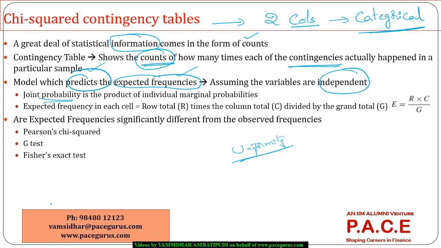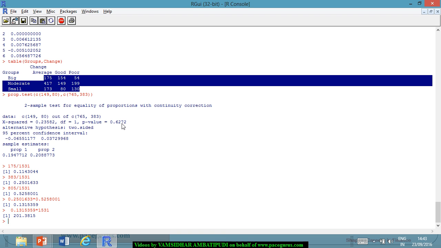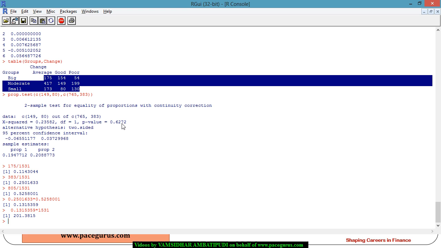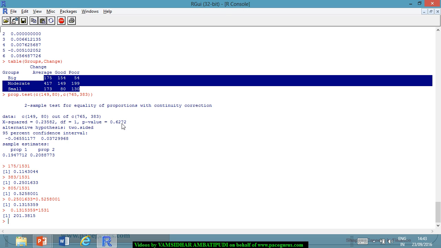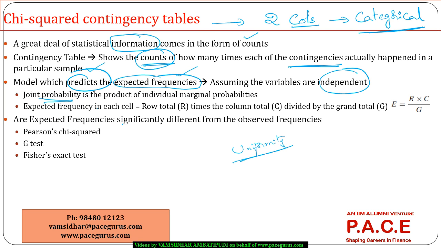So the table filling is typically done through this mechanism, under the assumption that the joint probability is the product of the individual marginal probabilities. So the expected frequency in each cell comes out as the row total, which we have taken as 383, multiplied by the column total, which is 805, divided by the grand total, which is 1531. That way we fill the expected frequencies for each of the groups.